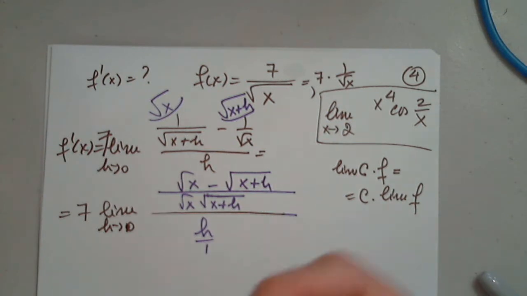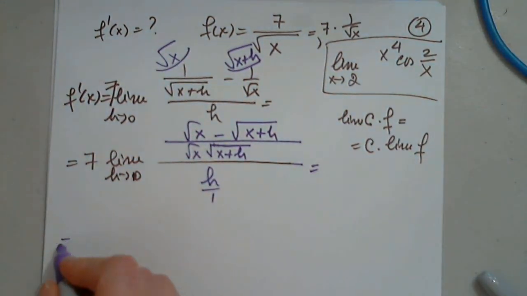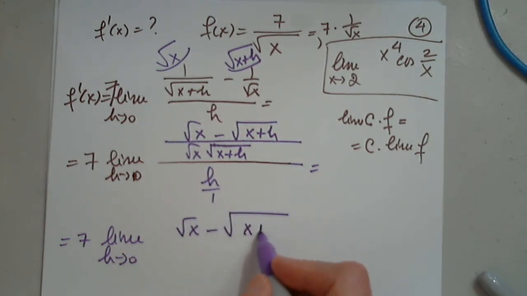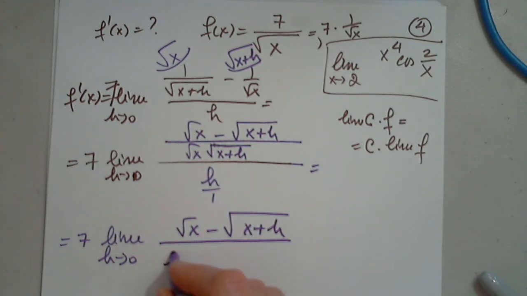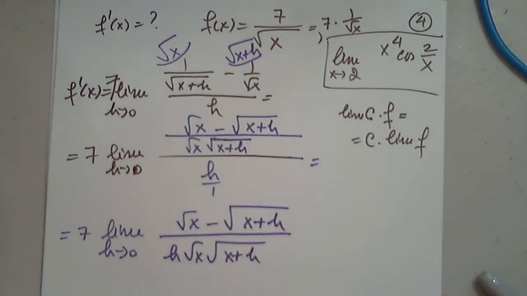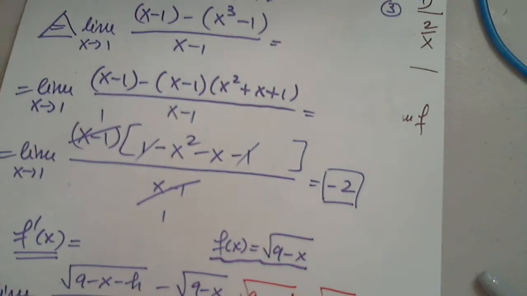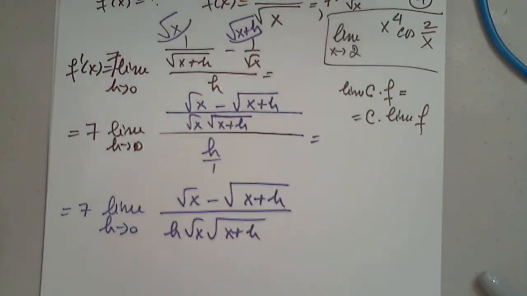So now this is h over 1, and I flip. The limit as h approaches 0 of the square root of x minus the square root of x plus h, divided by h times the square root of x times the square root of x plus h. And from here, I'm sure you'll know how to continue. We just did one, but I don't mind continuing. We just did this, so it's the same thing. But I don't mind continuing as long as you tell me what to do.